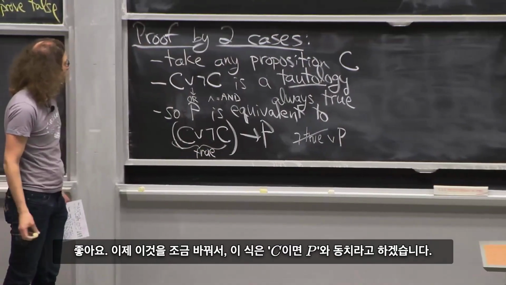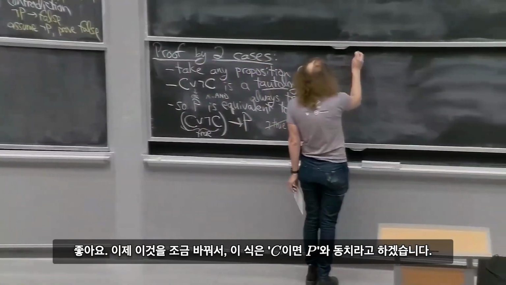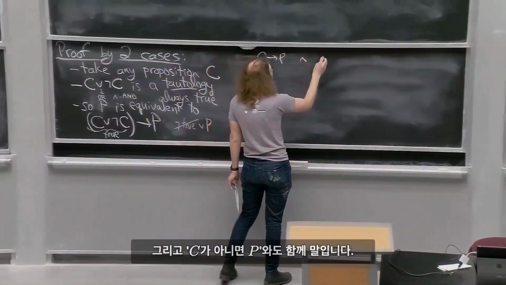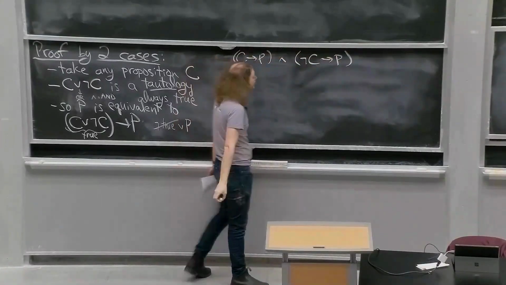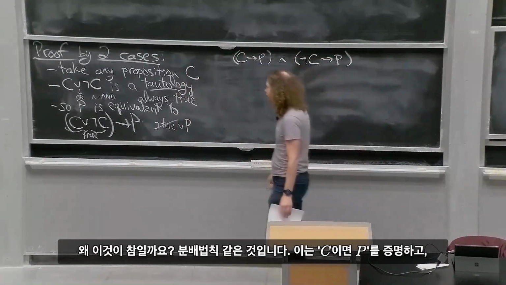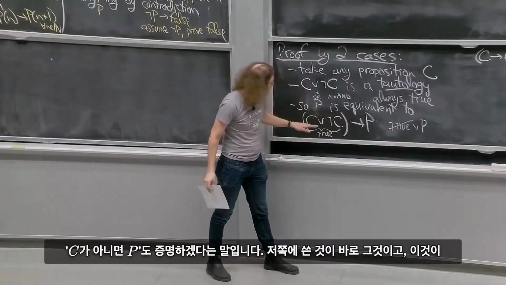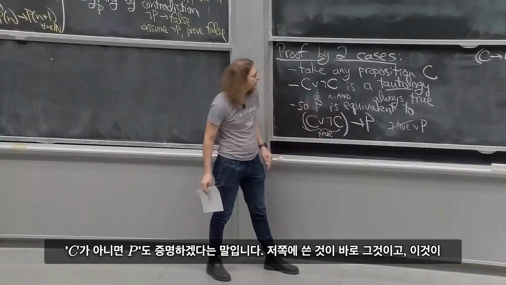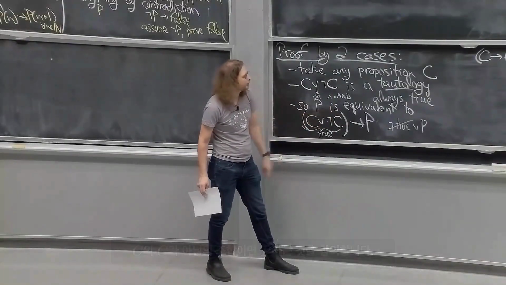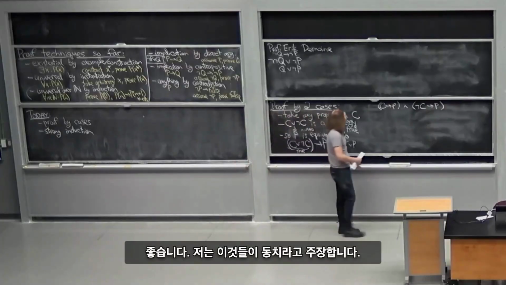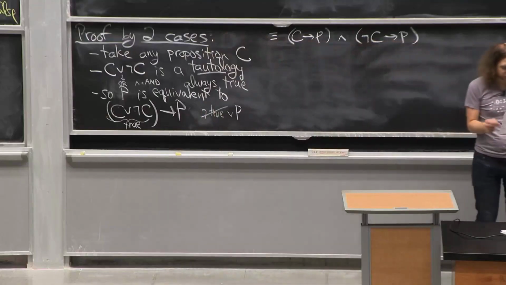Okay, cool. So I want to rewrite this a little bit and say this thing is equivalent to C implies P and not C implies P. Why is this true? It's like a distributive law. This is saying I want to prove that C implies P, and I want to prove that not C implies P. That's what I wrote over there. That implies that the combination of C and not C implies P. Okay, so I claim these are equivalent. One way to verify it is with the truth table, or you can do it with some manipulation.